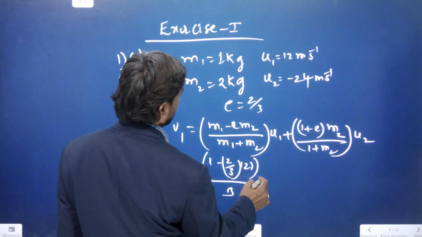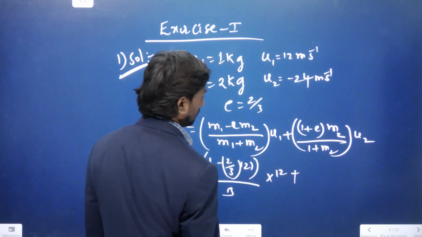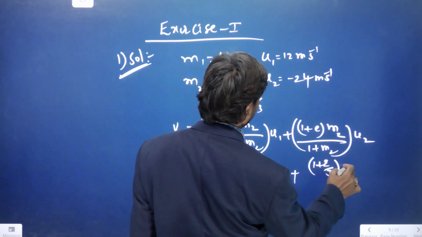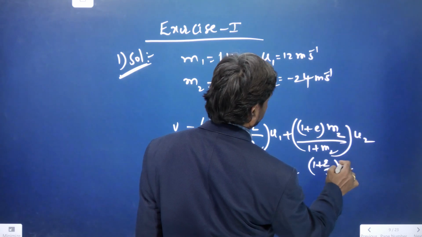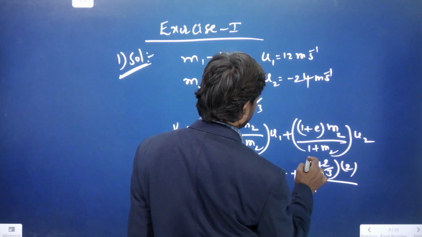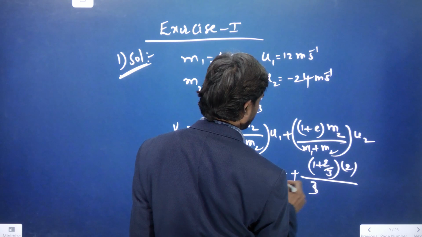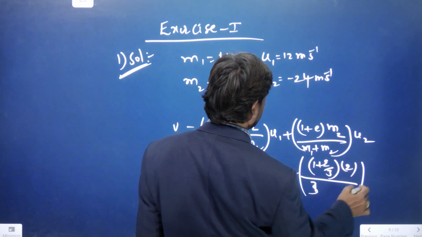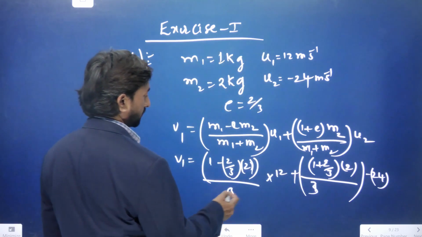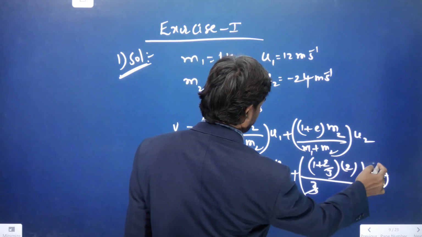This becomes 3. And u1 is 12, so into 12. Plus 1 plus e, so 1 plus 2 by 3, into m2 which is 2 kg, divided by m1 plus m2, which is again 3, into u2, which is minus 24. So we can cancel here, 4 will come here, and this gives 8, minus 8.